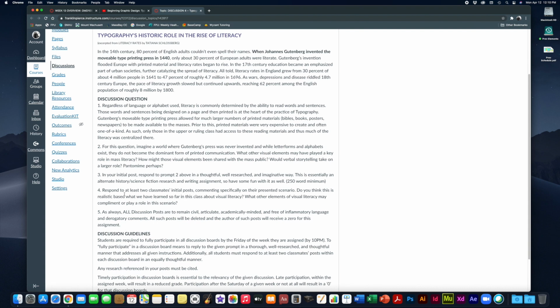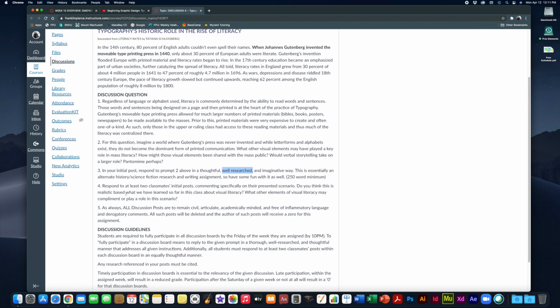Now, of course, in your initial post, respond to the prompt above in a thoughtful, well-researched, and imaginative way. Remember, you're using your imagination, but that is not a substitute for good research. If you don't know much about Gutenberg's press and you don't know about the rise of literacy after the invention of his press, go read about it for a little while before you take the time to respond to this. I want your opinion, but I want your educated opinion. This is essentially an alternate history science fiction research and writing assignment, like I said, so have some fun with it as well. It's about 250 words you have to write.